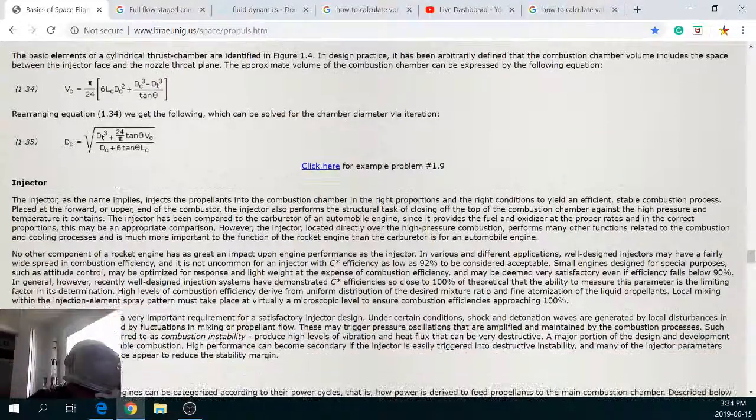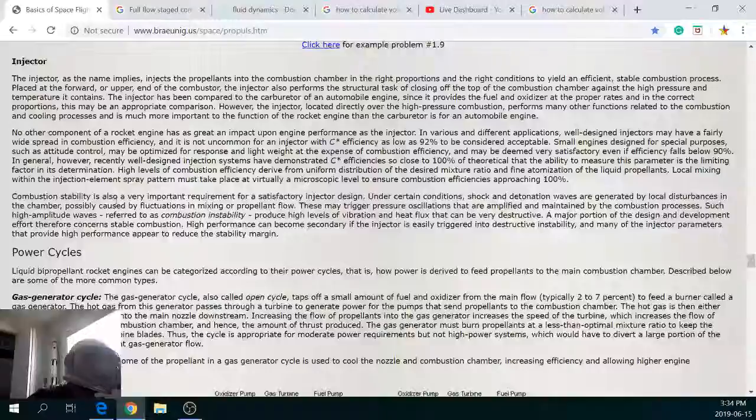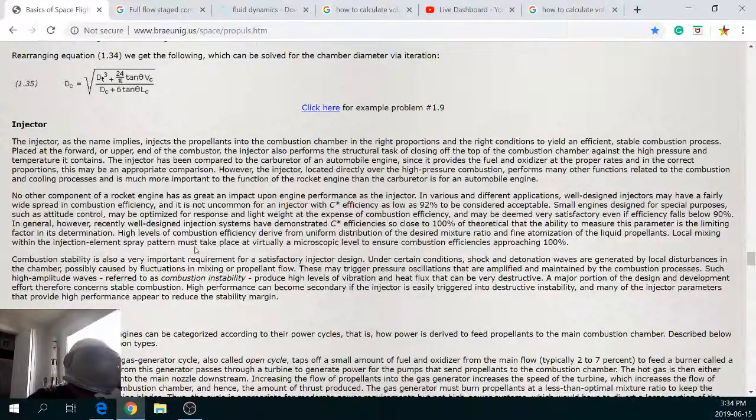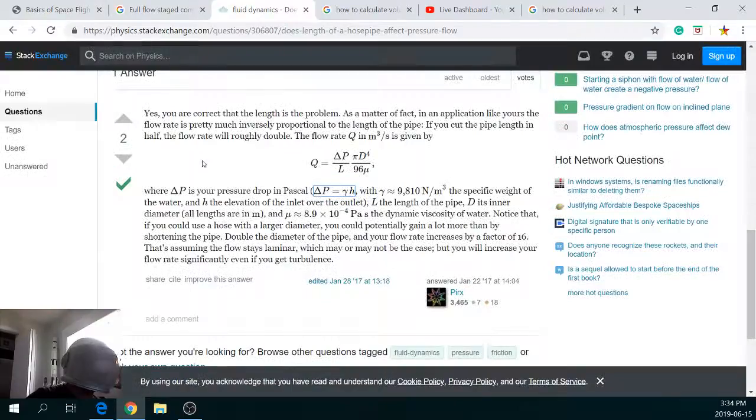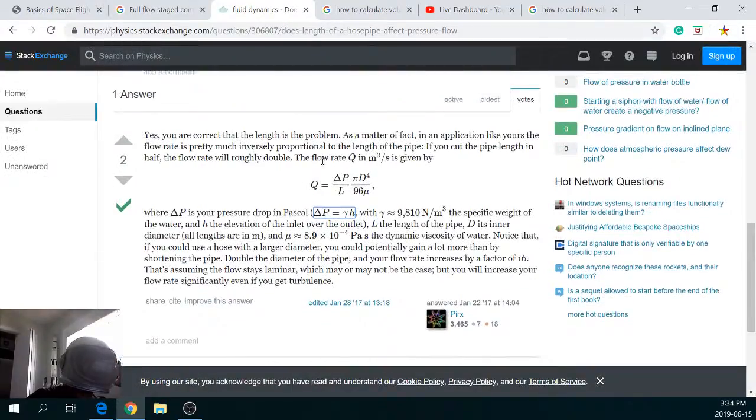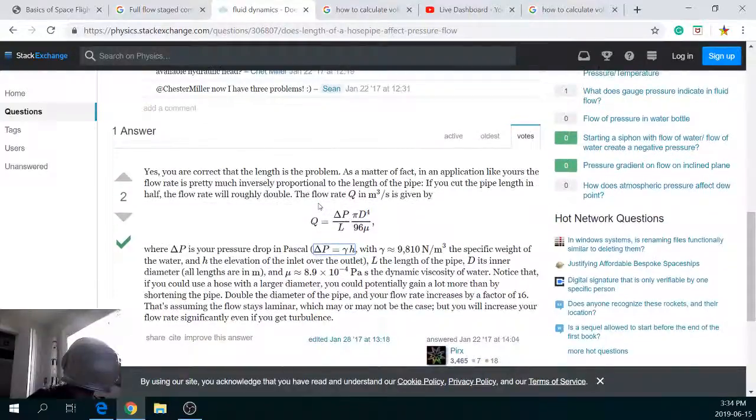Throat diameter, also going to be useful. Injector. We're going to be using, I think, either a coaxial swirl or pintle injector. Now, I also found this question on how length of pipe slows things down or affects the flow rate. I found this. You might need that for everything else.